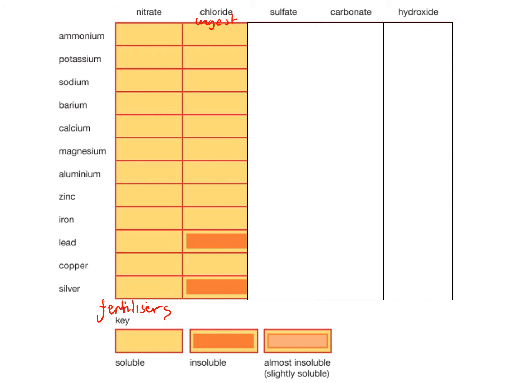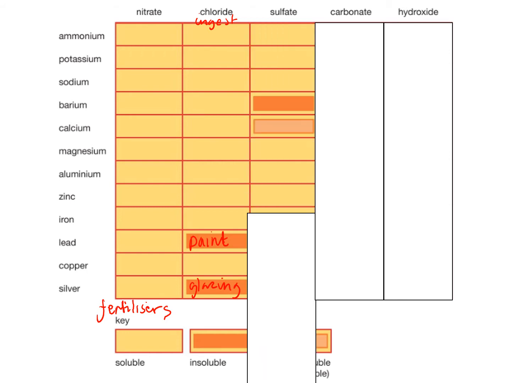And lead chloride was actually used for paint in the olden days, but it's poisonous, so they don't use it anymore. It's been banned. You'll see a picture of that. And silver is used for pottery glazing, and you'll see a picture of that. These help me remember it.